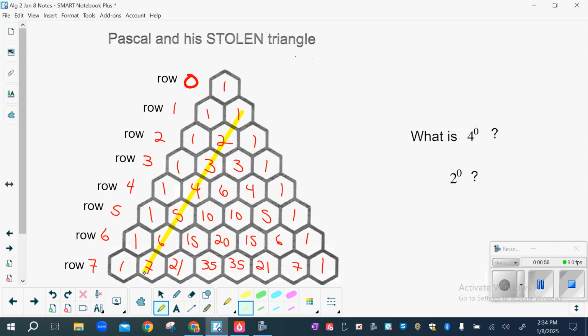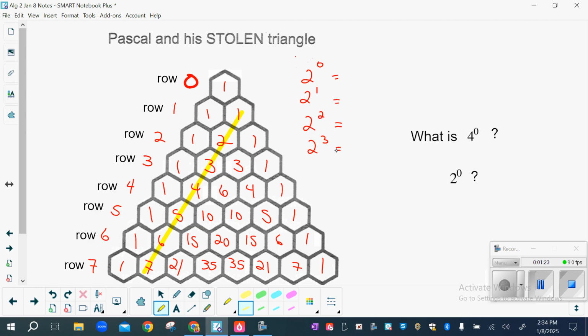But what would 4 to the 0 be equal to? I heard 0 and I heard 1, and then I heard 4. So one of those answers is right. So let's do it with the pattern.